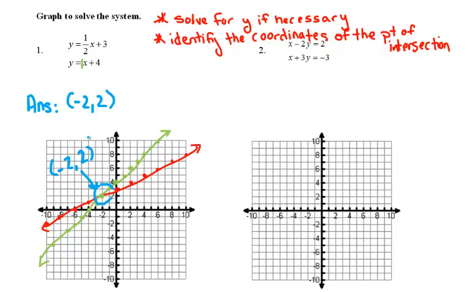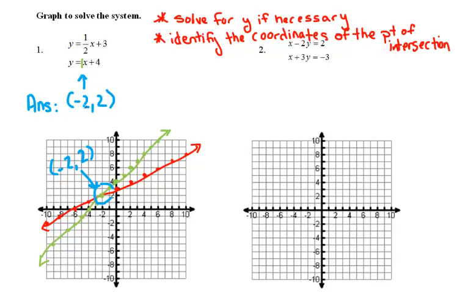And I can check to make sure that this works. If I substitute -2 in for my x coordinate, -2 plus 4, does that give me 2? It does, and therefore it works for this one. If I do -2 in for the x coordinate here, -2 times a half is -1. -1 plus 3 still gives me a y coordinate of 2, so I know that my answer is 100% correct. So final answer, -2, 2.